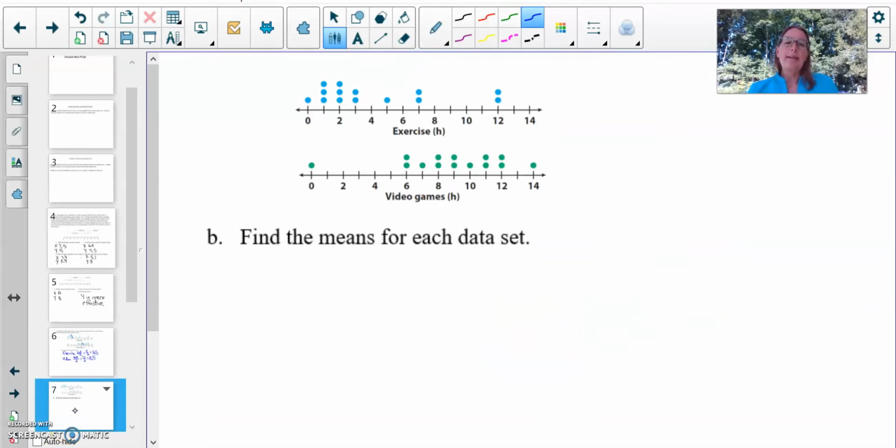Compare the means for each data set. So remember, to find the mean, I have to add up my data values and divide by the number of values there were. So I'm using my calculator to help me.